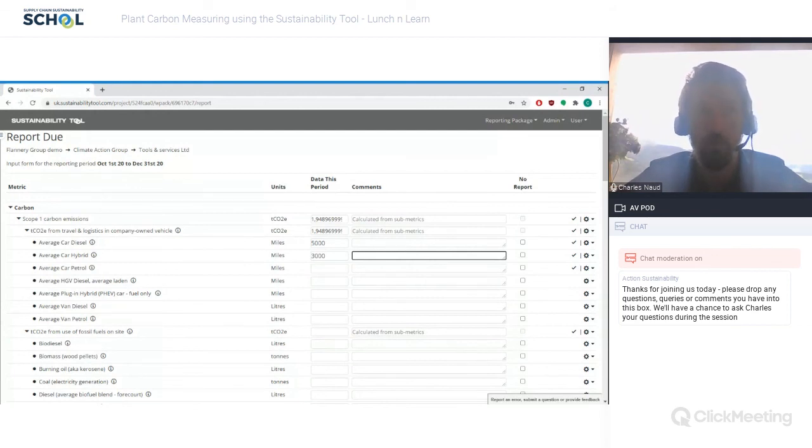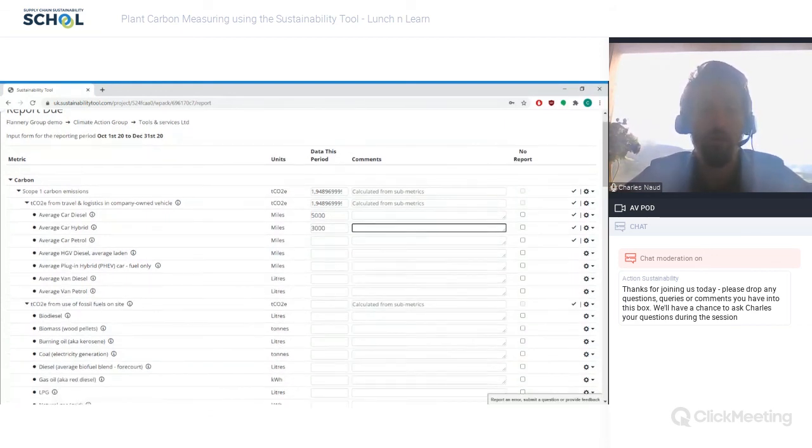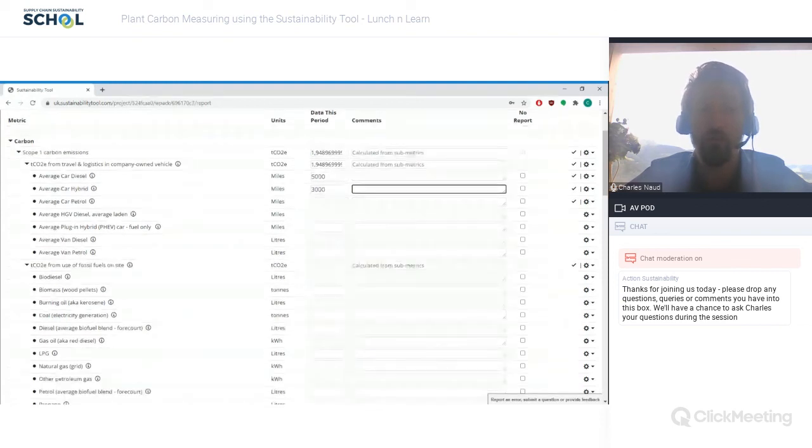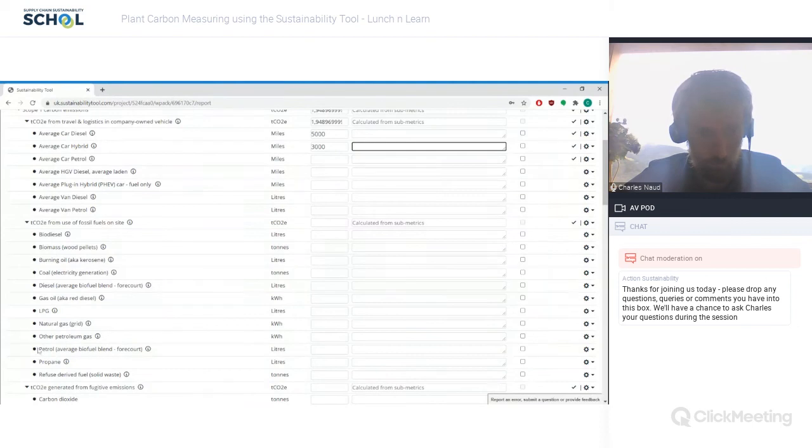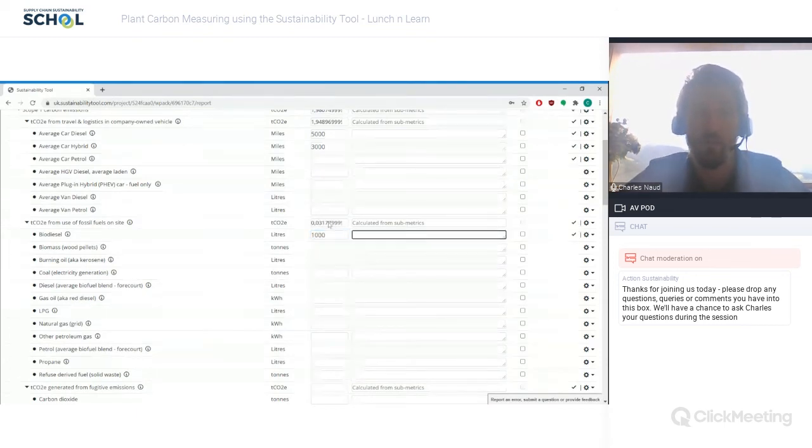What we look at is obviously travel and logistics and company owned vehicle, which falls under your carbon scope 1 emissions. The next section is around fossil fuels used on sites. So the different fossil fuels you might use. Again, this could be just as relevant for your plant and equipment. And here are the different types of fossil fuels that you might use, and then how many units of those, in liters where required, in tons, in kilowatt hours, and so on. And you can fill that out. So I'll put 1,000 liters of biodiesel, and we can see the tons of carbon emissions that are automatically calculated for that section there, and so on.